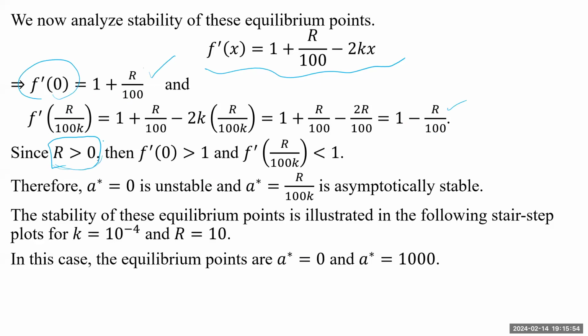If R is greater than 0, f dash of 0 is greater than 1. So you know that the equilibrium point is unstable under the condition R greater than 0. But for R over 100, if R is greater than 0, 1 minus a positive number is again positive, which is less than 1. So this equilibrium point is asymptotically stable, right?